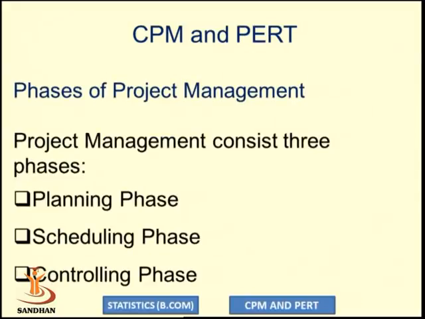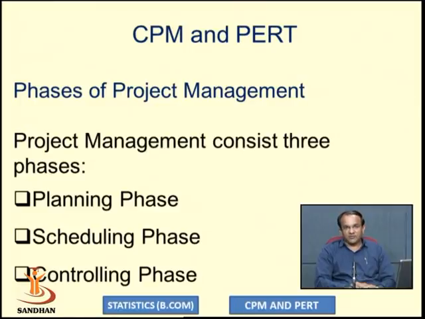Mainly, the critical path method and PERT technique will be divided into three phases. One is the planning phase, second is the scheduling phase, and third one is the controlling phase. Let us see what we have to do in the planning phase, in the scheduling phase and the controlling phase.